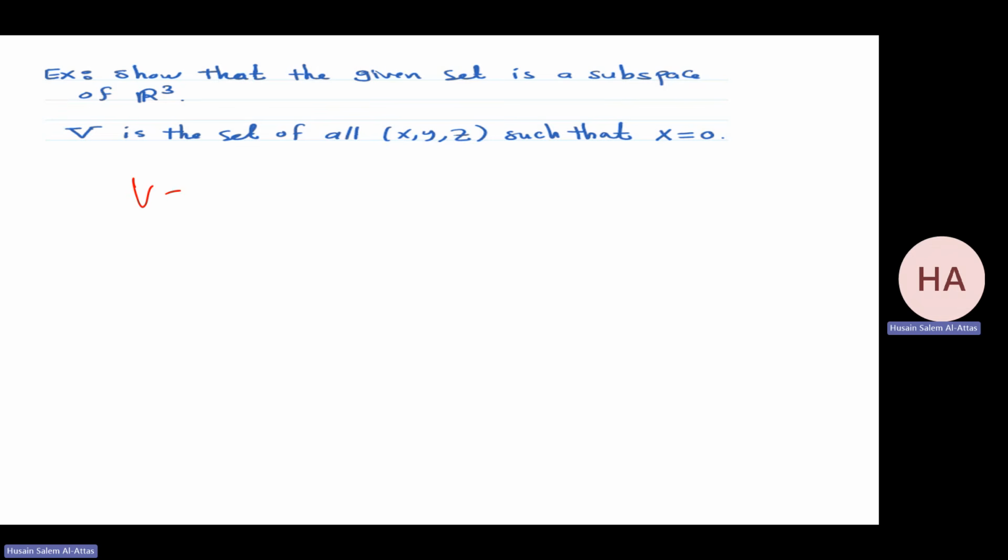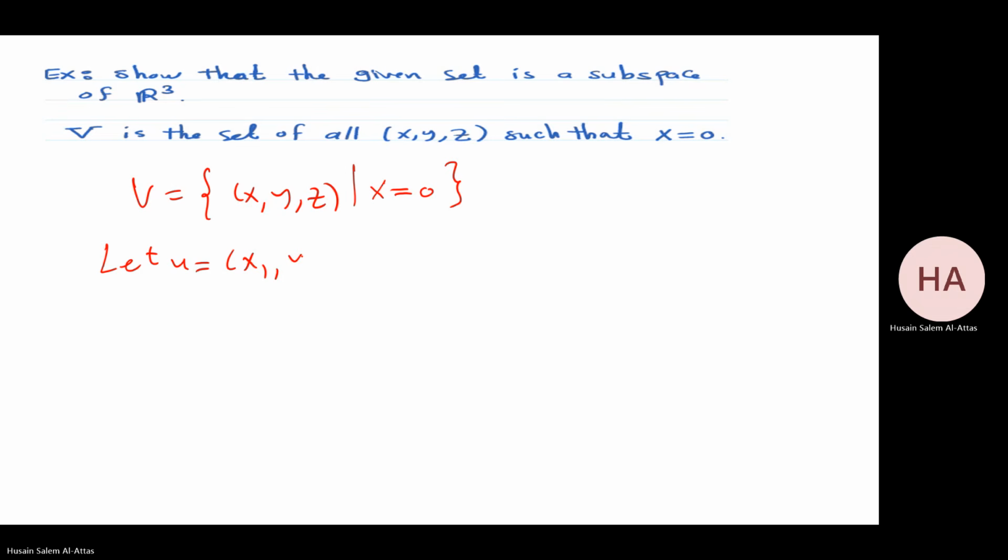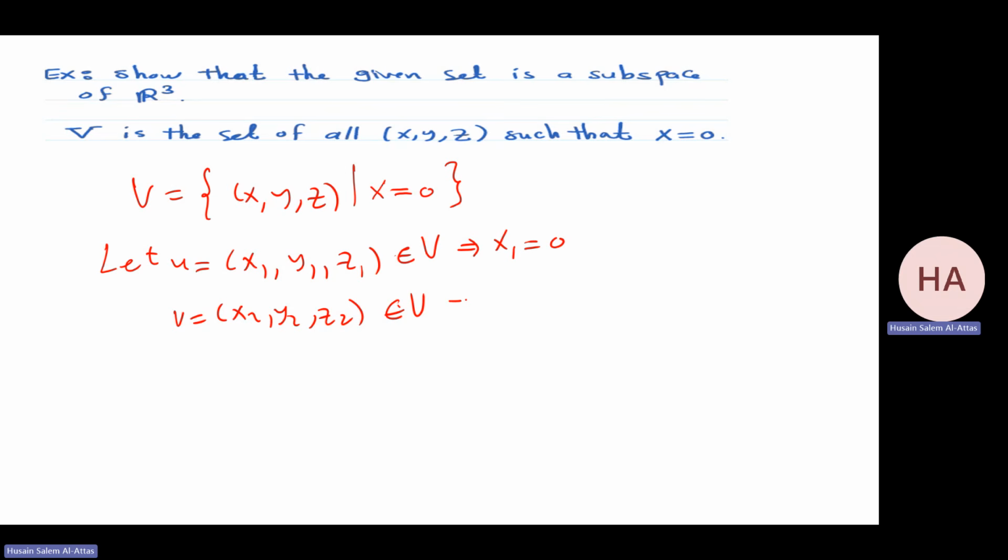The set is V, all these elements where the first component is 0. So now I let a general one belong to V. That means the first component is 0. Let another one belong to V. That means the first component is 0 also. The question is, does u plus v belong to V? This is the first question.